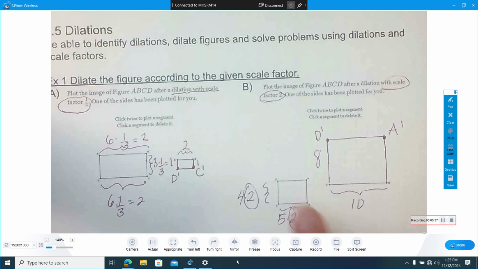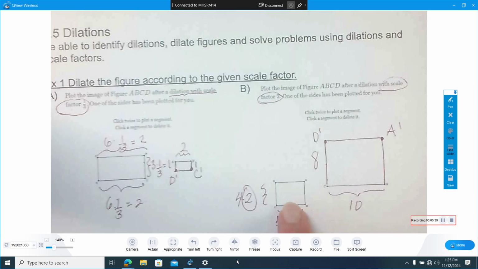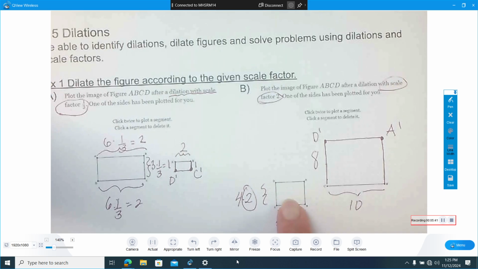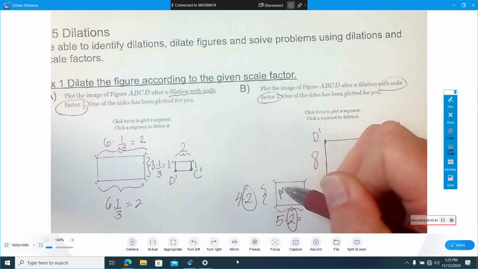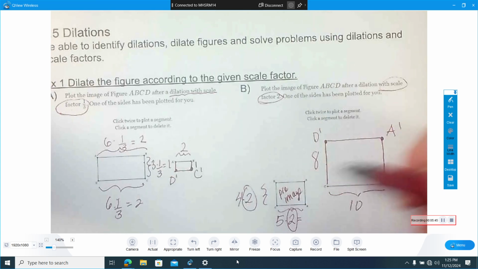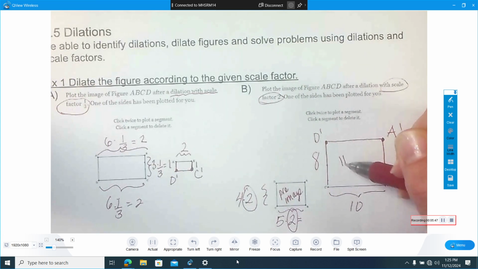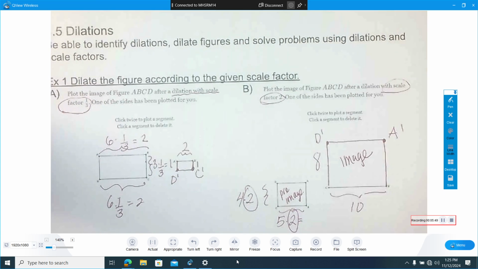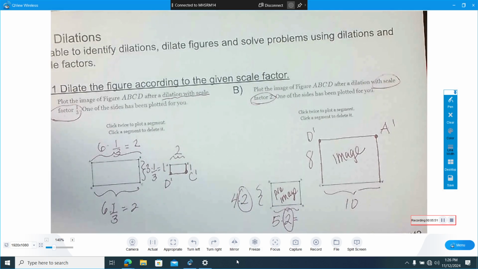Ladies and gentlemen, our starting figure, which I'm going to call the pre-image, is the pre-image congruent to the image? No, definitely not. What does congruent mean? The same exact shape, okay? They are not congruent. We have another word.